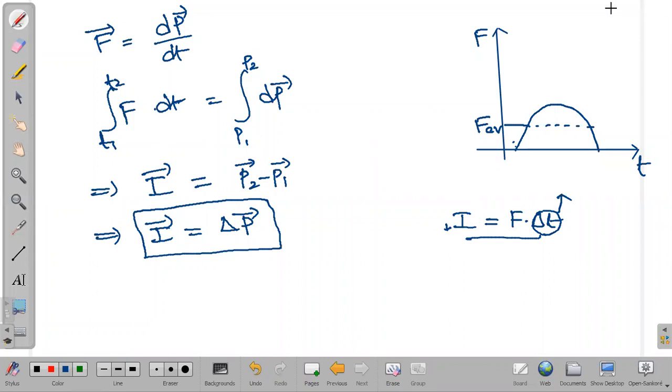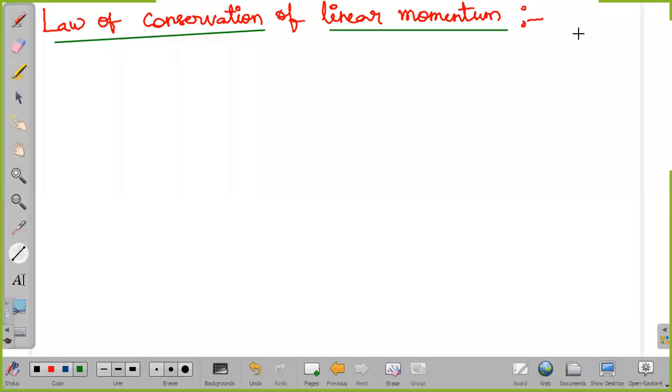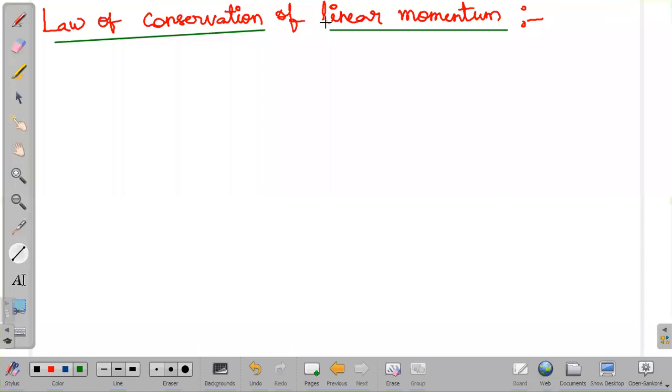So okay, we will go with the linear momentum, conservation of linear momentum topic, right? Law of conservation of linear momentum means, here one word should be noted carefully. Conservation means it has to remain constant, it has to remain the same. However much is there, that much has to remain the same.